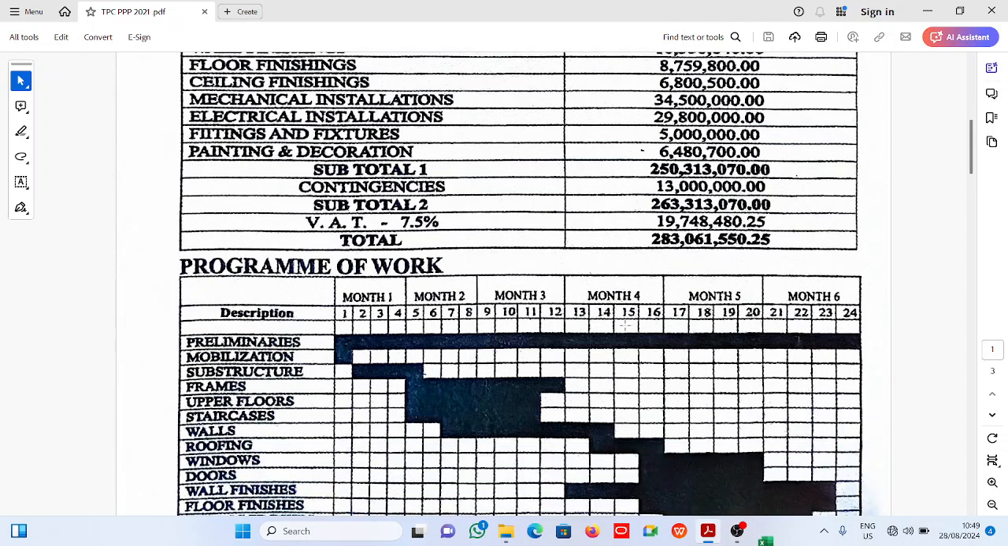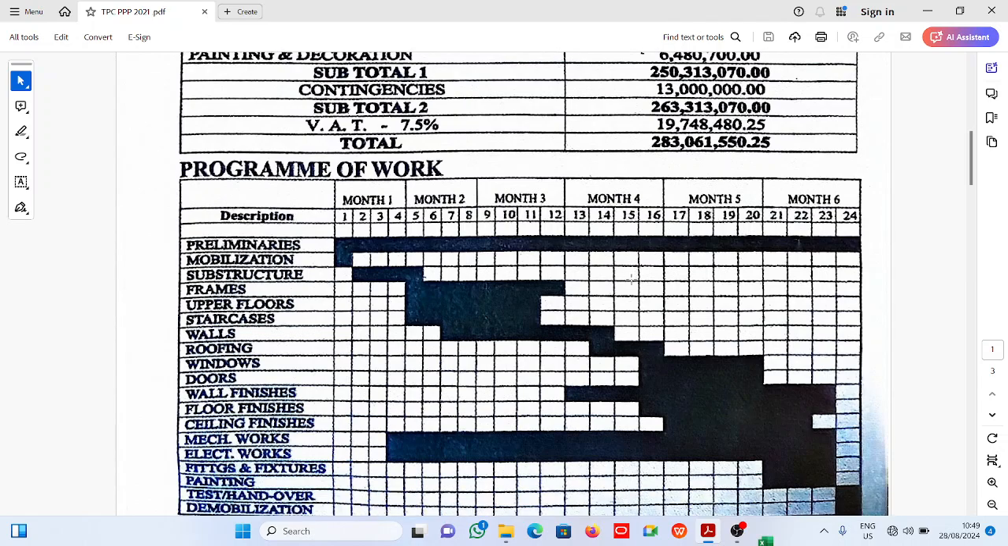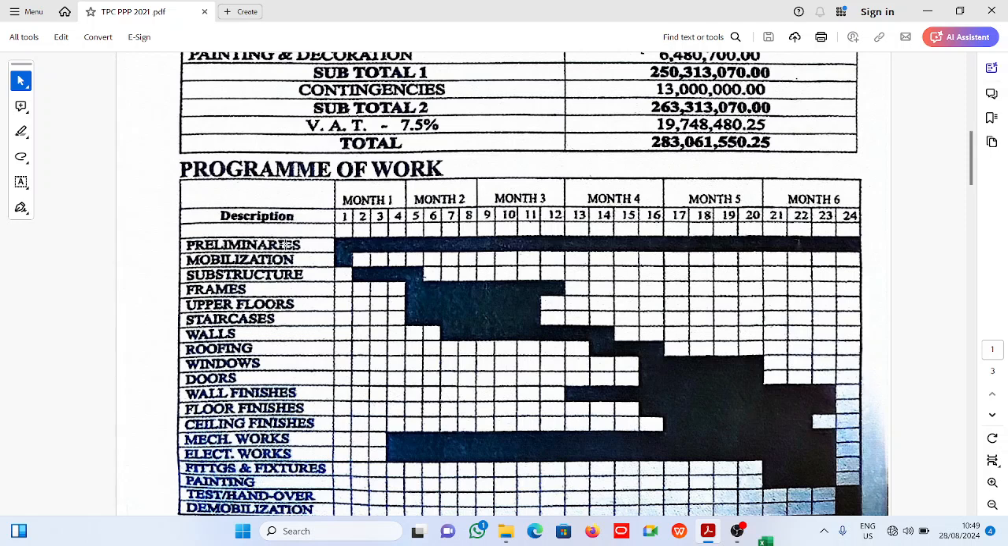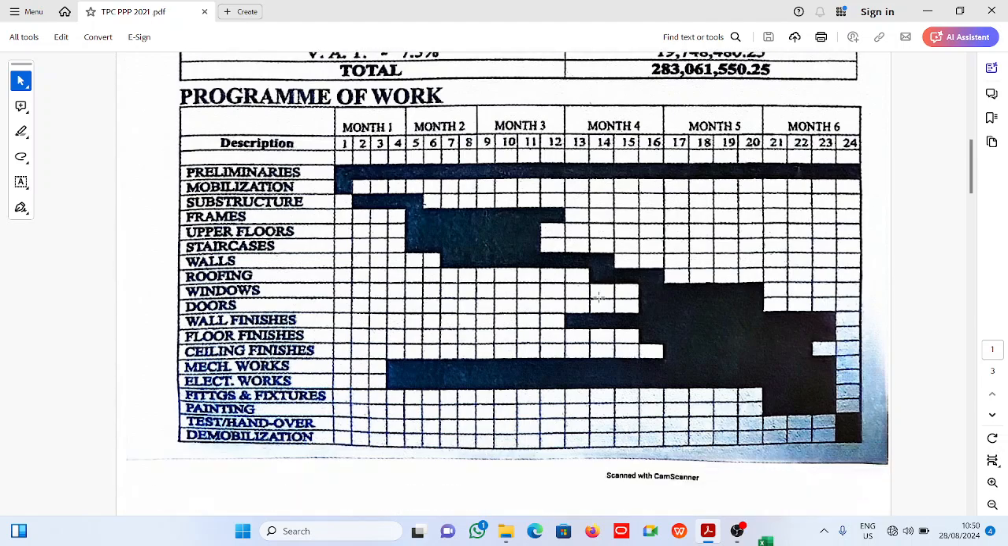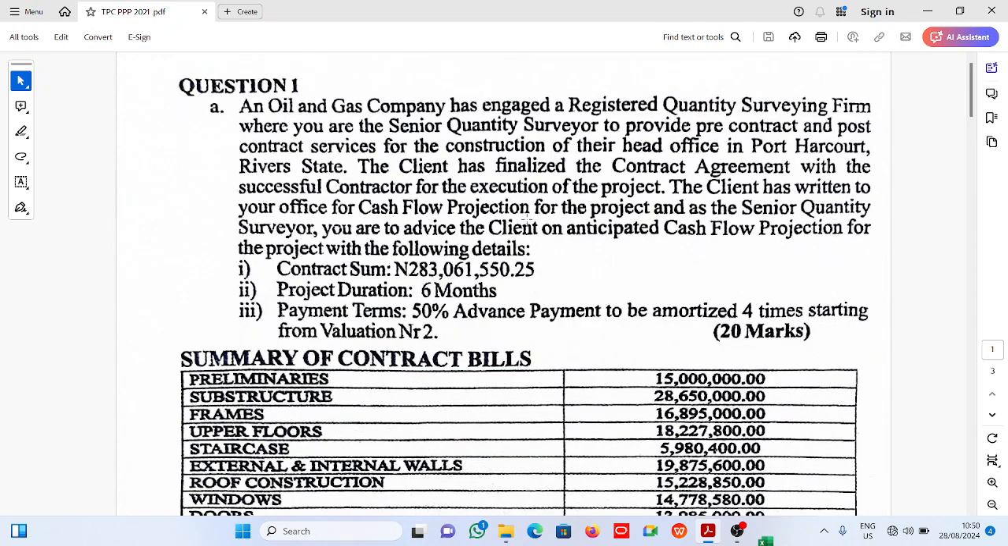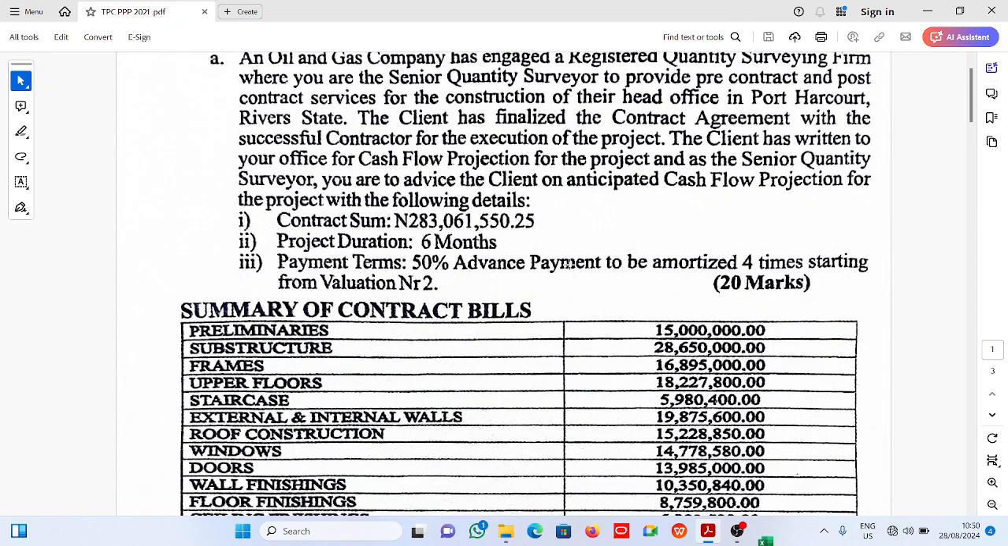All right, now this is the program of work for this particular project. We can see the preliminaries running from month 1 to month 6. We see mobilization here, we see substructure. Month 1, month 2, month 3, month 4, month 5, you see them in weeks: week 1, week 2, week 3, week 4. In month 2 we have week 5, week 6, week 7, and week 8 in that particular order. So in all we have 24 weeks. We'll be working with this as a reference in preparing our cash flow projection.